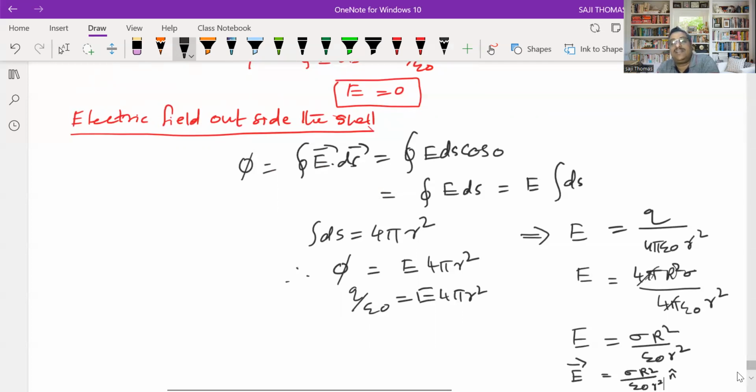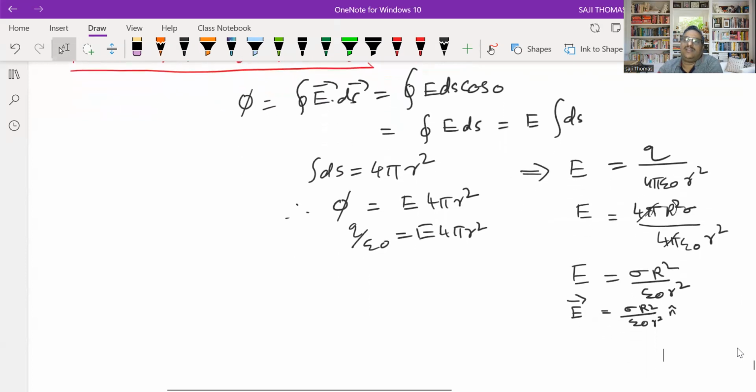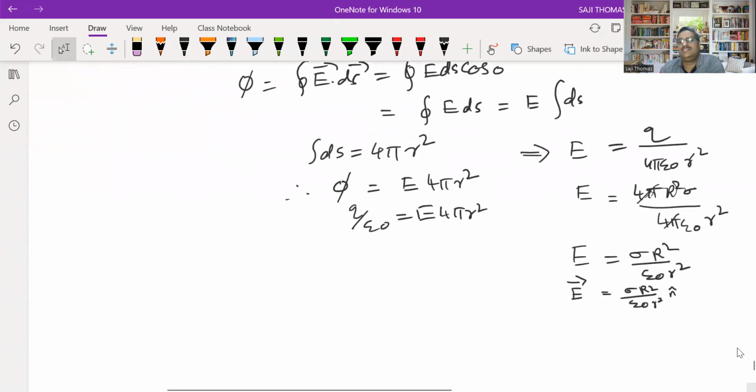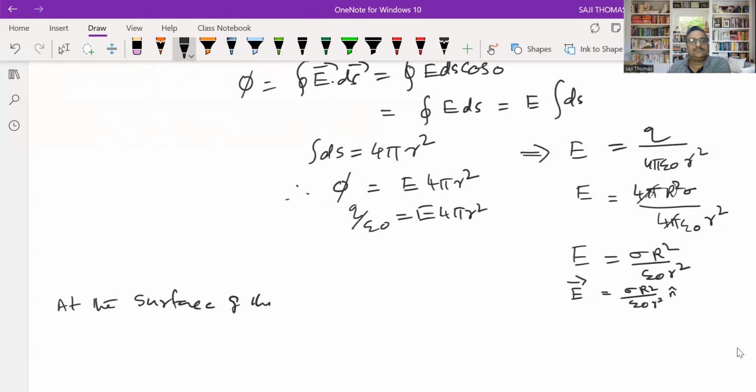So what is the electric field inside the shell? 0. Why 0? The Gaussian surface encloses no charge, right? That is why electric field inside the shell is 0. Outside it is sigma R square by epsilon 0 r square. Now you can see at the surface of the shell, you can use this equation only. E equals sigma R square by epsilon 0 r square.